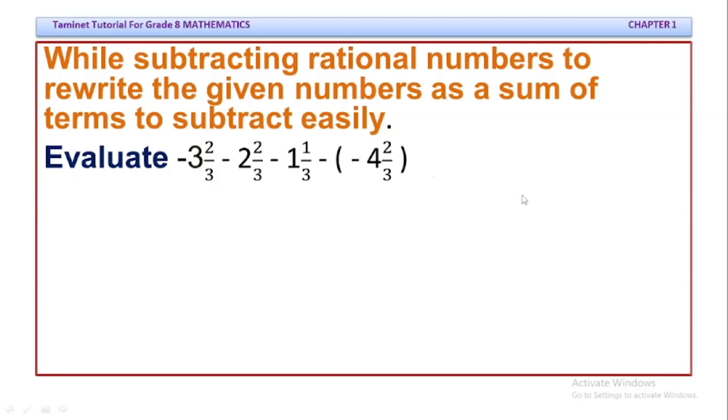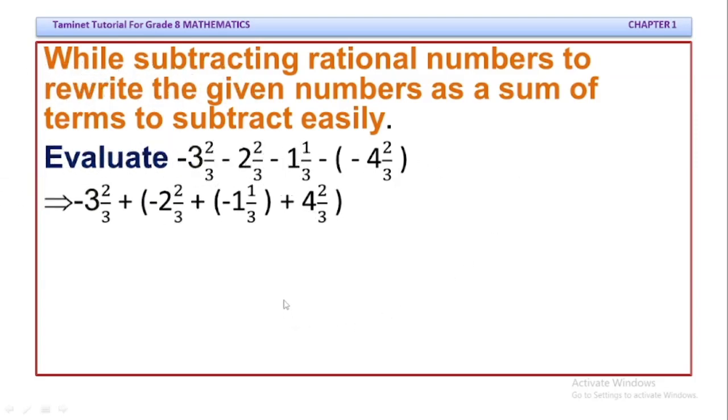First try to change the negative because this is subtraction. The inverse operation of subtraction is addition. So we can change each sign into addition. But here there is a bracket. First we have to decide the sign product here. Negative times negative is positive. This is plus, but the other one is, you see, negative 3 2 over 3. Here plus negative 2 2 over 3 plus negative 1 1 over 3. This is the sign product. You see, we change the subtraction into addition because subtraction is the inverse operation of addition.